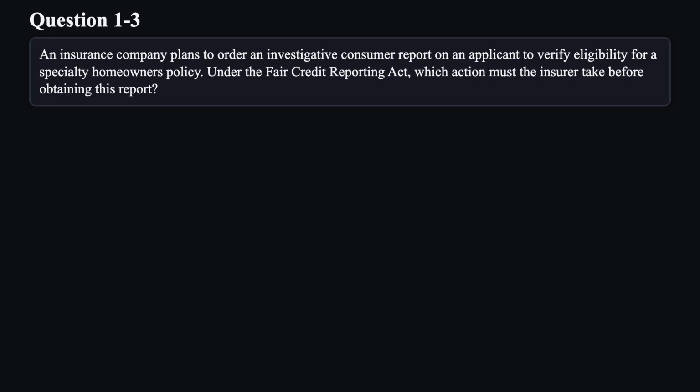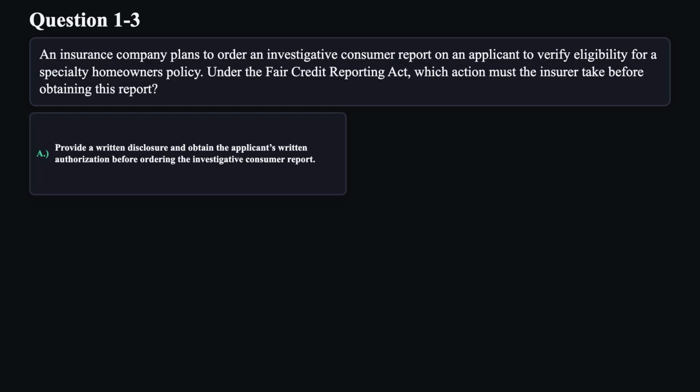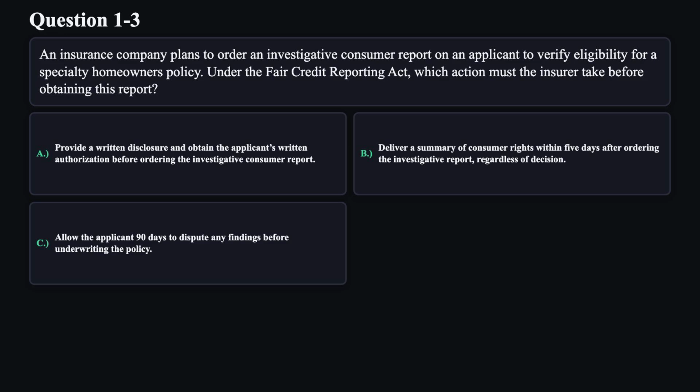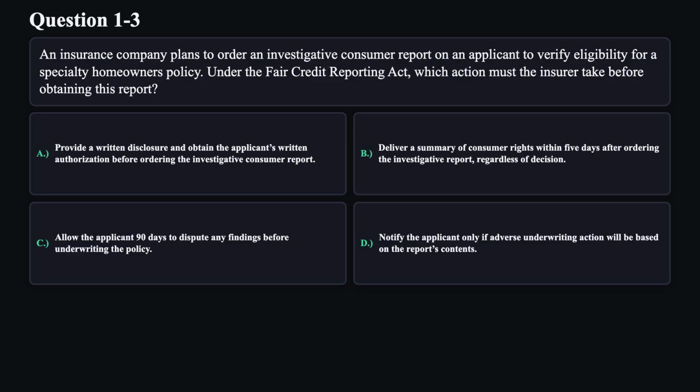Question 3. An insurance company plans to order an investigative consumer report on an applicant to verify eligibility for a specialty homeowners policy. Under the Fair Credit Reporting Act, which action must the insurer take before obtaining this report? A. Provide a written disclosure and obtain the applicant's written authorization before ordering the investigative consumer report. B. Deliver a summary of consumer rights within 5 days after ordering the investigative report, regardless of decision. C. Allow the applicant 90 days to dispute any findings before underwriting the policy. D. Notify the applicant only if adverse underwriting action will be based on the report's contents.